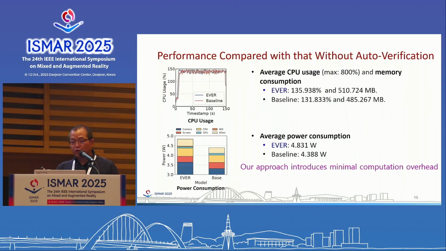And then for the performance, we also compared with the baseline without auto verification. We can see that with auto verification, the average CPU usage, memory consumption, and average power consumption of the smartphone are just slightly higher than the corresponding baseline without auto verification.